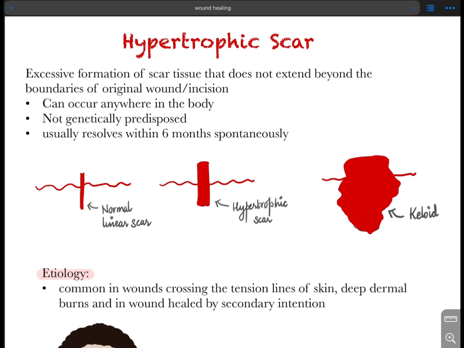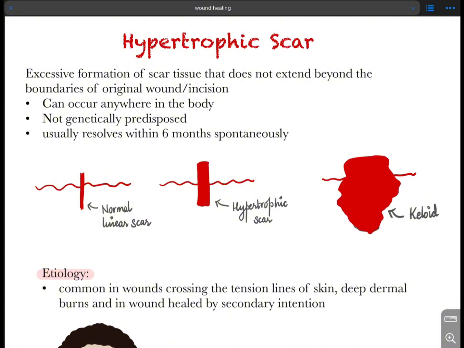Now let's talk about hypertrophic scar. So hypertrophic scar, it is the excessive formation of scar tissue that does not extend beyond the boundaries of the original wound or incision. So in this diagram, this is a normal linear scar over a linear wound. And in this diagram, we can see that the scar has hypertrophied, but it does not extend beyond the boundaries of the original wound. So this is hypertrophic scar.